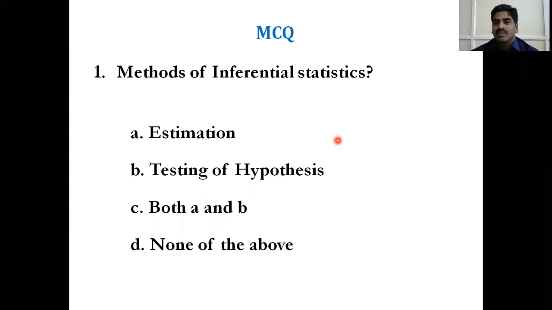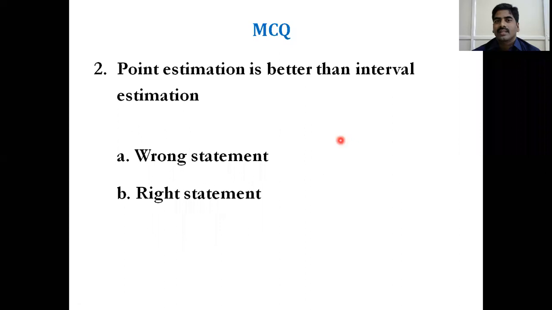So these are all MCQs. See the first MCQ. Methods of inferential statistics. Write the question number and the answer. Question number 1: methods of inferential statistics. Don't write the ABC options. Write the answer. Next, question 2. Point estimation is better than interval estimation. Is it a wrong statement or a right statement?